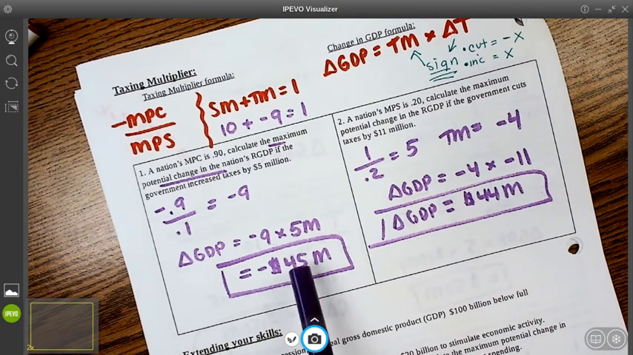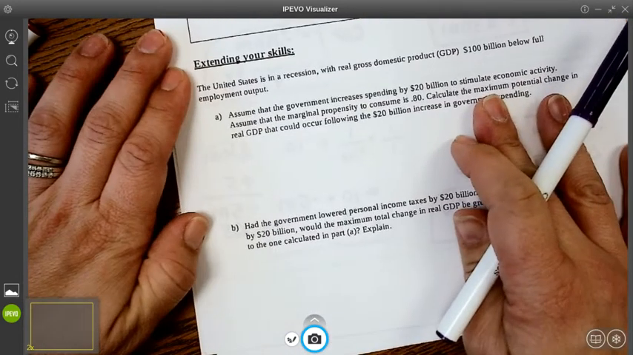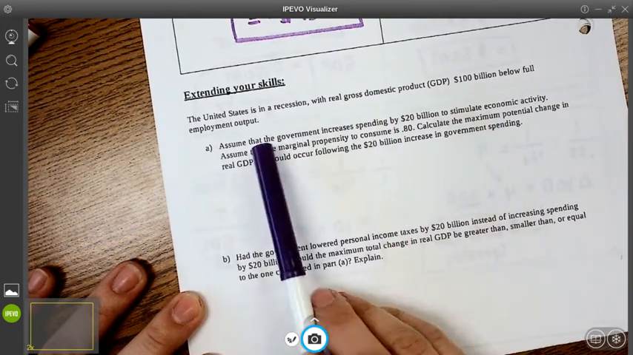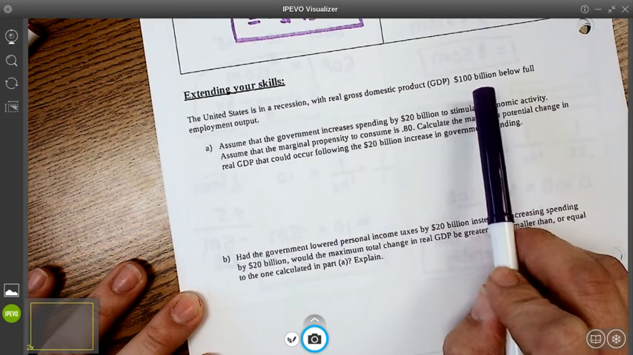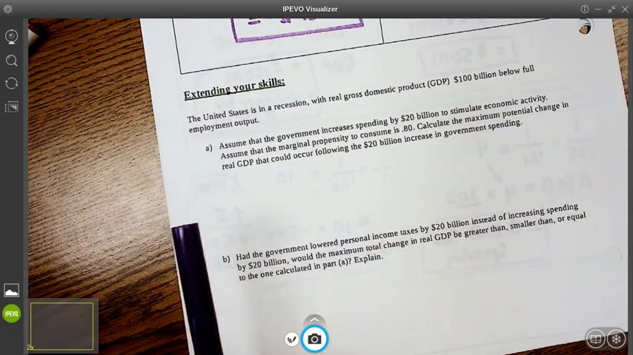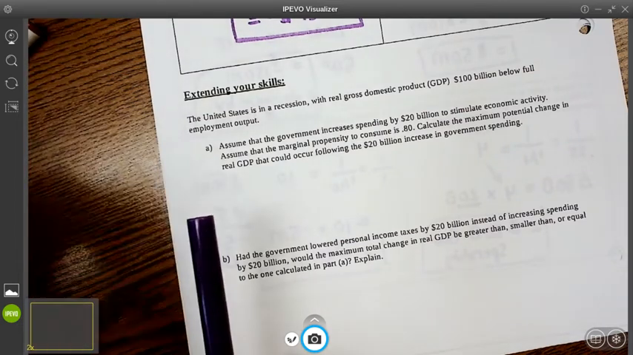So those would be your answers for number one and 2. If we move down a little bit lower, we're getting into a concept that the College Board loves to ask, and it's about the fact that government spending has more of an impact on the change in GDP. So in this scenario, we have a recession with $100 billion below full employment output. So theoretically, we want the government to do something to get the economy to improve its GDP by $100 billion.